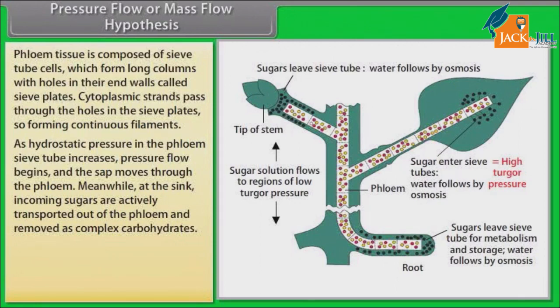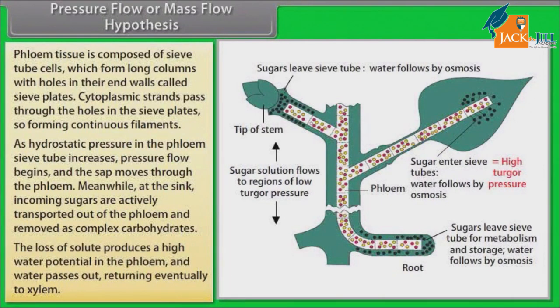Meanwhile, at the sink, incoming sugars are actively transported out of the phloem and removed as complex carbohydrates. The loss of solute produces a high water potential in the phloem, and water passes out, returning eventually to the xylem.